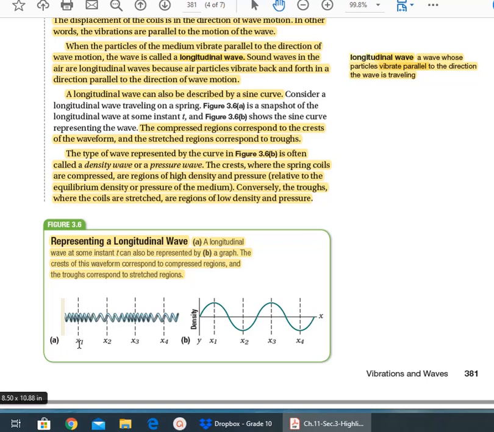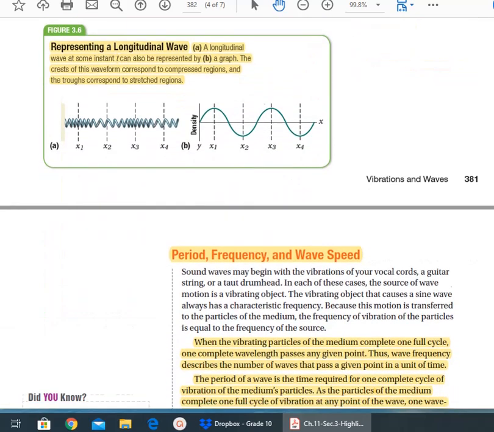And here you can see that x1, x2, x3, and x4 are representing a compression, then a rarefaction, a compression followed by a rarefaction. You can notice that x1 is at the highest point to represent the greatest density. x2 is at the lowest point to represent the least density.